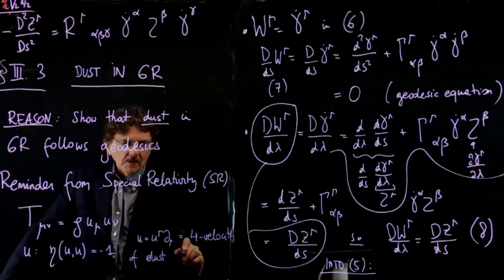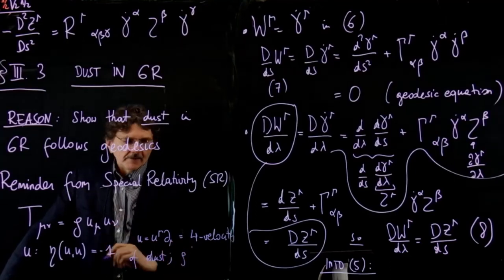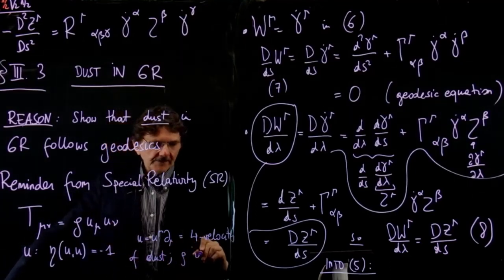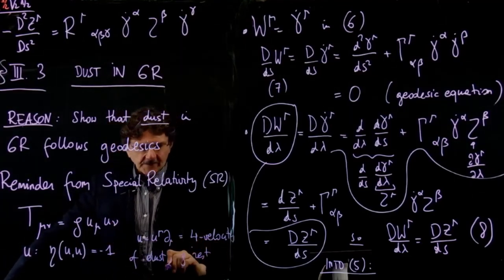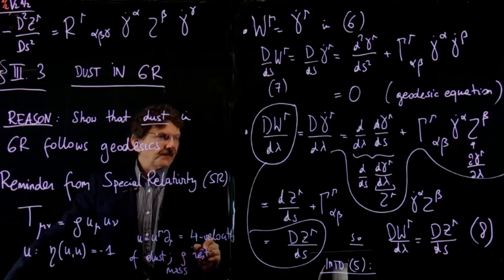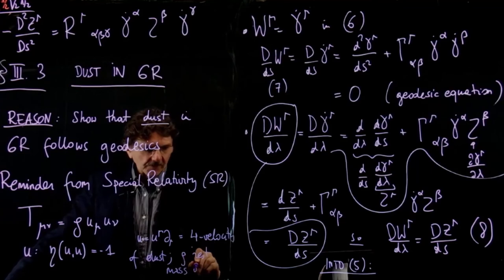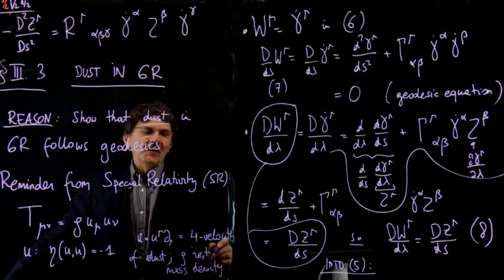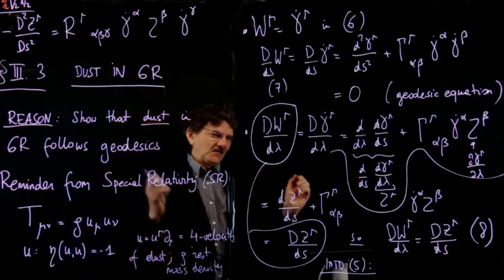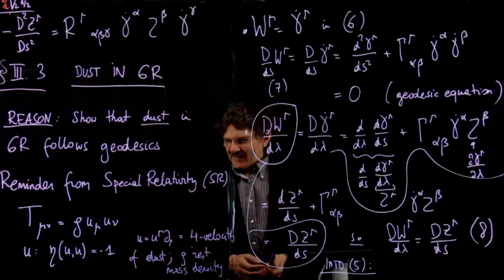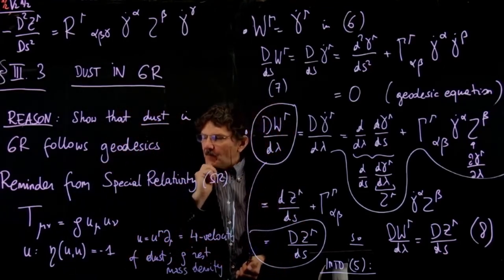And rho is the rest density, rest mass density, which is the same as rest energy density, of course, because c is 1, as well known in the universe, c is 1. Good. So this is the energy momentum tensor of dust.